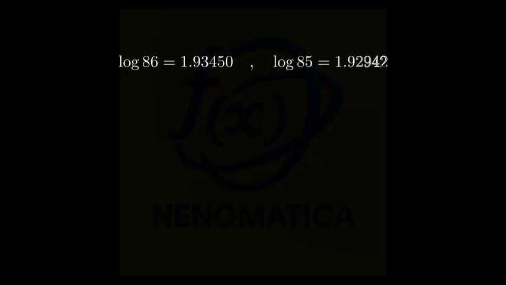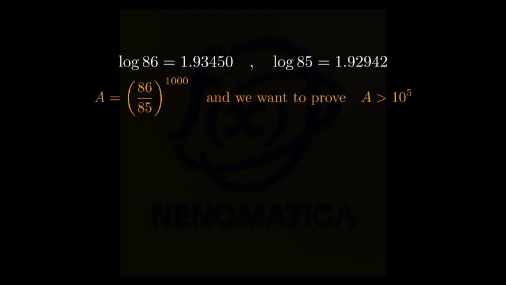In this lesson, we will prove an inequality using common logarithms and the characteristic idea. We are given the base 10 logarithms of 86 and 85. Our goal is to show that the quantity a equals the fraction 86 over 85 to the power 1000 is greater than 10 to the 5th. The clean way to compare a with a power of 10 is to take the base 10 logarithm.